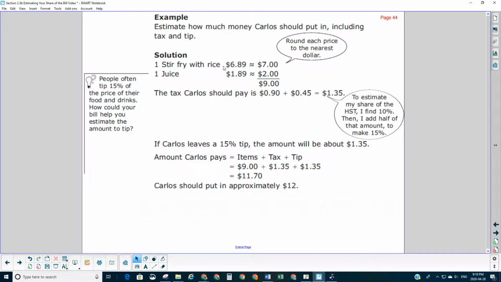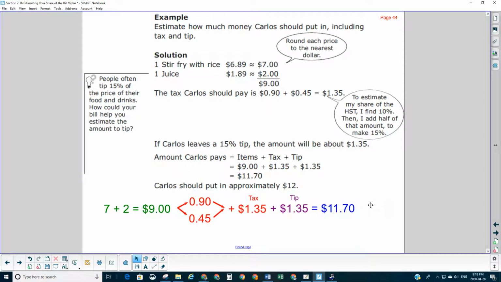We're going to take the cost of the items, which is estimated at $7 and $2 to make $9. And then we're going to do our tax. Remember, our tax is 10%, which is 0.9, and half of that is 5% for a total of $1.35 in tax. The tip is going to be the same 15%, so we don't need to do this math again. We can just say the tip is also $1.35 and add these up just like we did here to get $11.70, which is about $12.